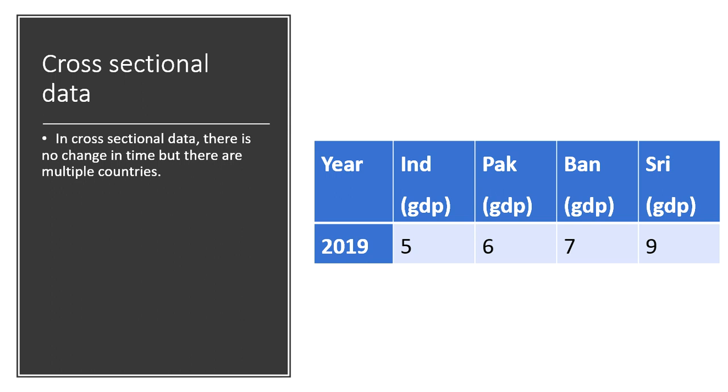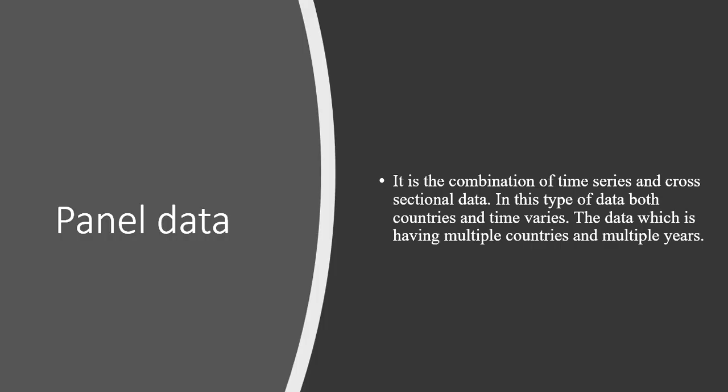The next type of data is called cross-sectional data. In cross-sectional data, there is no change in time, but there are multiple countries or multiple firms, multiple schools, multiple institutions, multiple banks, but the year remains the same. As you can see, the year remains the same and we have multiple countries with a single variable: India, Pakistan, Bangladesh, Sri Lanka. We have multiple countries but only a single year. So that type of data is cross-sectional data.